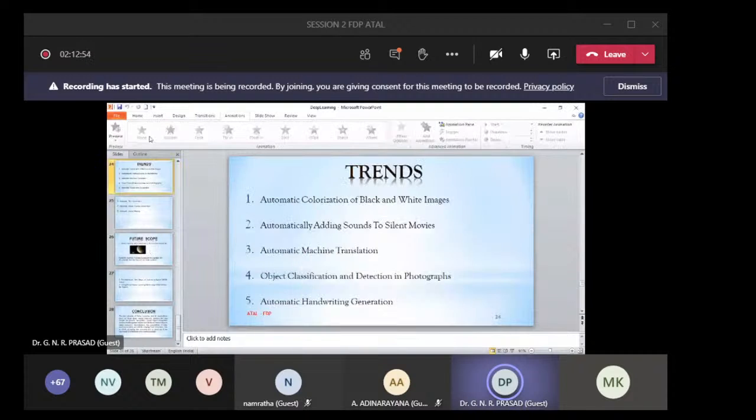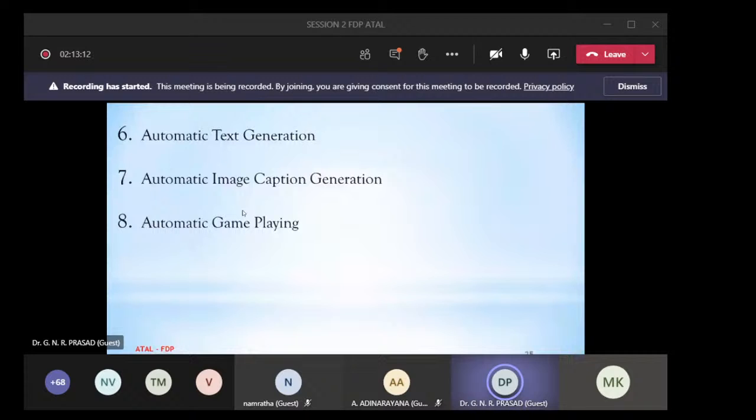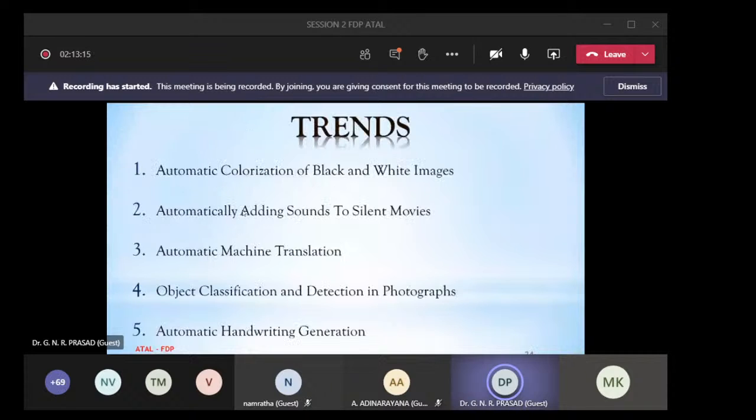So there are trends: automatic colorization of black and white images, automatically adding sounds to silent movies, automatic machine translation, classification in photographs, automatic handwriting generation, automatic text generation, automatic image caption generation, automatic gameplay. These are some of the trends happening right now, and we have already seen some examples. When you would like to convert a black and white picture to color, or change any color in an image, it is possible using deep learning.